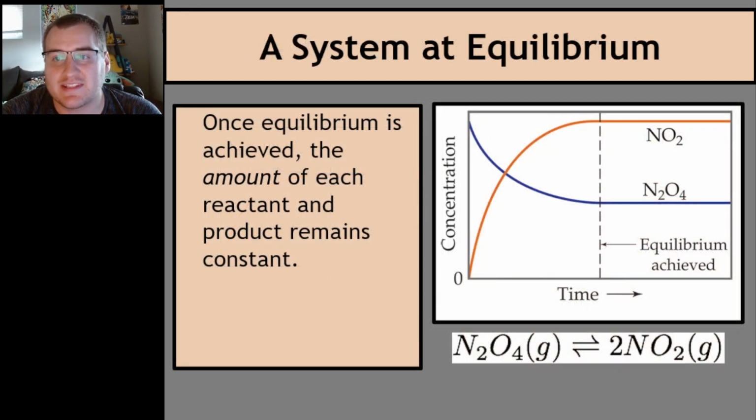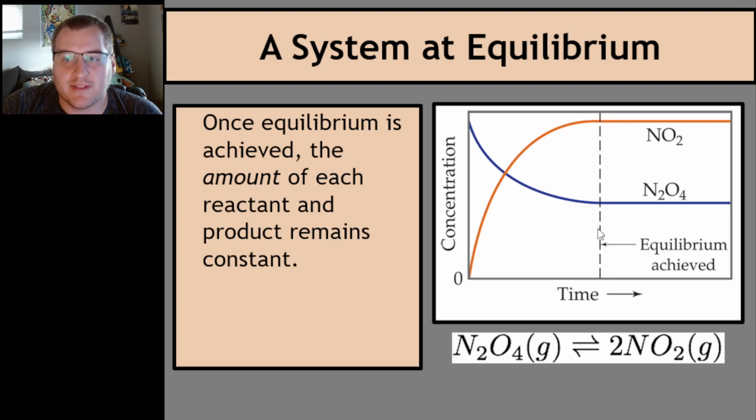Another way to talk about this same sort of idea is with this graph. Looks similar, but this time I have concentration on my y-axis, so this is how much of each one I have over time. My concentration here, I have 0 of my NO2, which is my product, but I have some amount of my reactant. The reaction starts, and my amount of reactant starts to go down. My amount of product starts to go up. Well, eventually they're going to reach a point where these plateau. Okay?